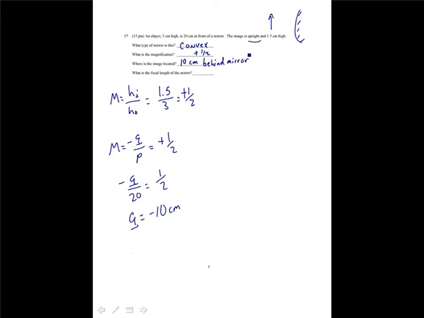It's a virtual image. What is the focal length of the mirror? Well, 1/F is equal to 1/q plus 1/p. So F is the inverse of that: 1 over minus 10 plus 1 over 20, which is equal to minus 20 centimeters. As you would expect for a convex mirror, it is negative.